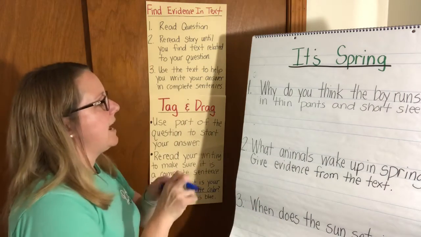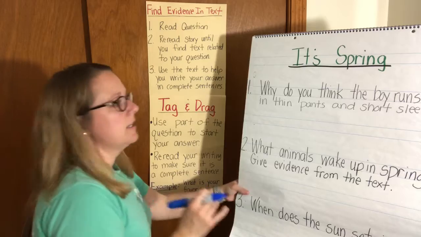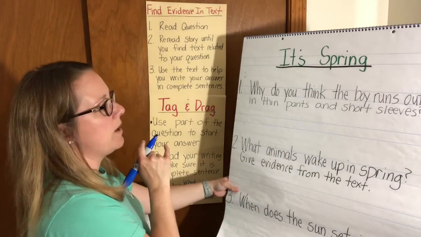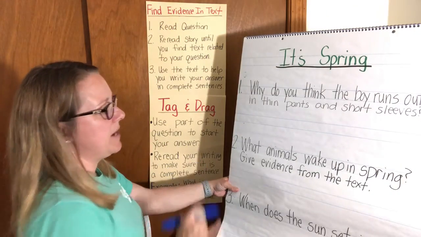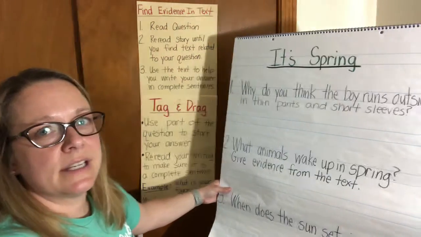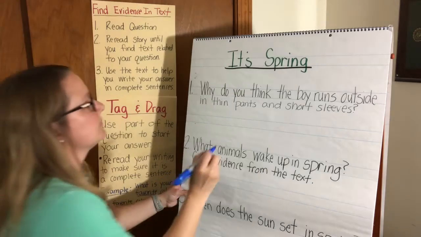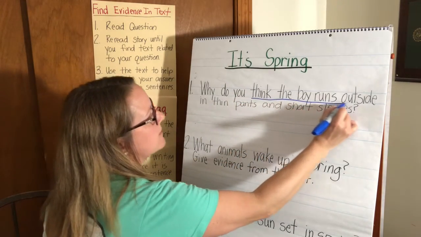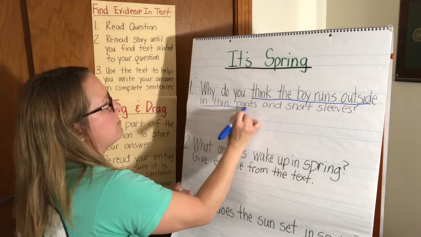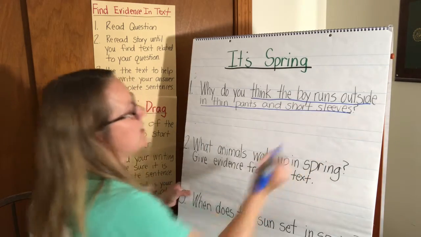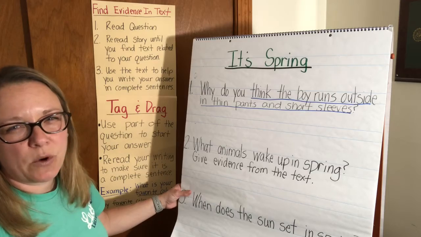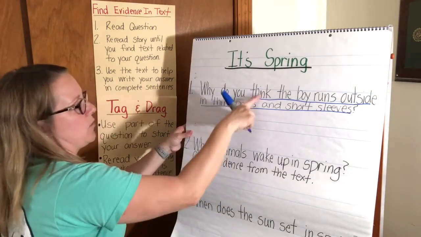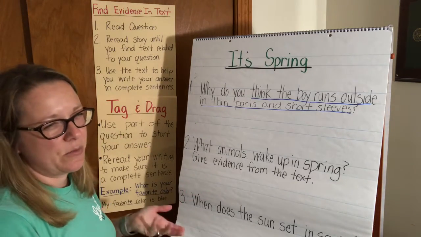So I can tag part of my question into my answer. Why do you think the boy runs outside in thin pants and short sleeves? Why do you think? Ooh, I think the boy runs outside in thin pants and short sleeves because, I have to add that word because that would give the reason. So I'm going to write the word I before think, because it wouldn't make sense if I started with just the word think.